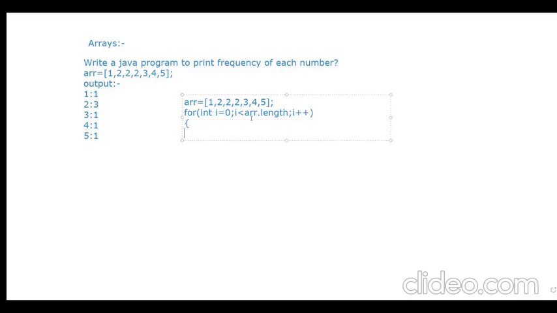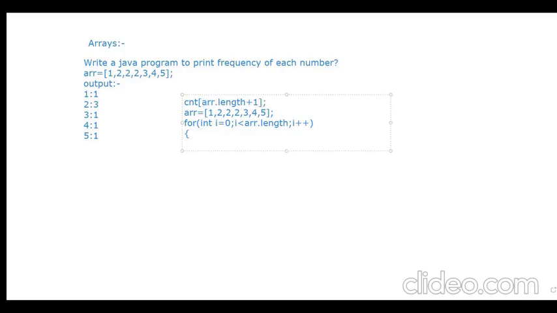So I simply take another array, one duplicate count array. Here I am taking one duplicate count array, and I am giving the size as array dot length plus 1.